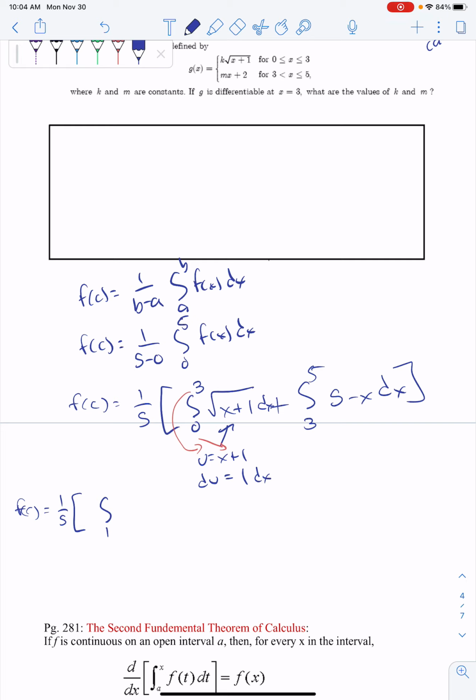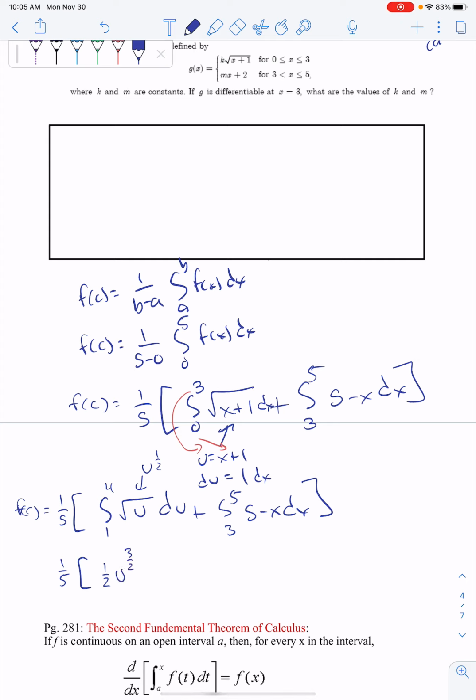So I'm actually going from 1 to 4 of the square root of u du, plus this one I can still go from 3 to 5 of 5 minus x dx. I can handle that one just fine. So plugging in this first part, 1/5, 1 to 4, remember that this is just u to the 1/2.